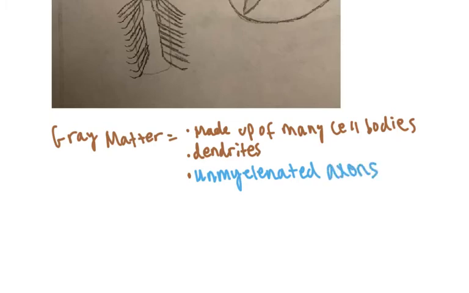Okay, so remember in the central nervous system, from our glial cell videos, we know that the oligodendrocytes are the ones responsible for producing that myelin for the neurons in the central nervous system. However, in gray matter, it's mostly unmyelinated axons. Alright, and it's mostly made up of many cell bodies and dendrites.